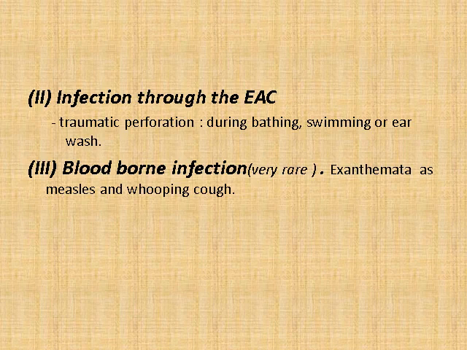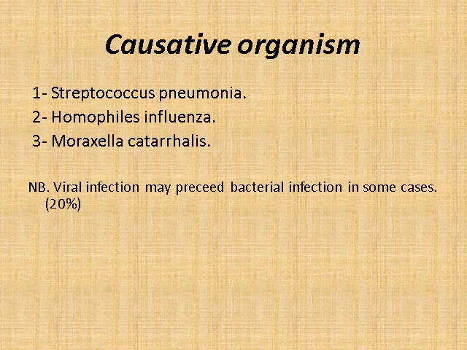A third, very rare route of infection is blood-borne infection in exanthemata. What do we mean by exanthemata? Conditions with fever and rash, as in measles and whooping cough, a blood-borne infection, but this is very rare. What are the causative organisms that can cause acute otitis media?